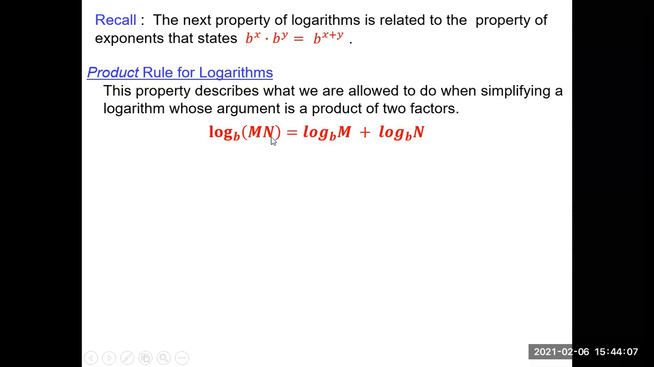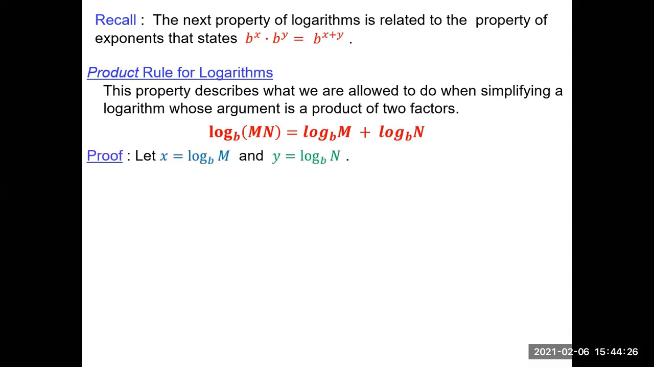So if the product inside of a logarithm is m times n, then I could break this up into two logarithms, one that has the argument of m, one that has the argument of n, but we add the two logarithms together. Now this is the property, but I'm going to go through the proof just to demonstrate why this makes sense.